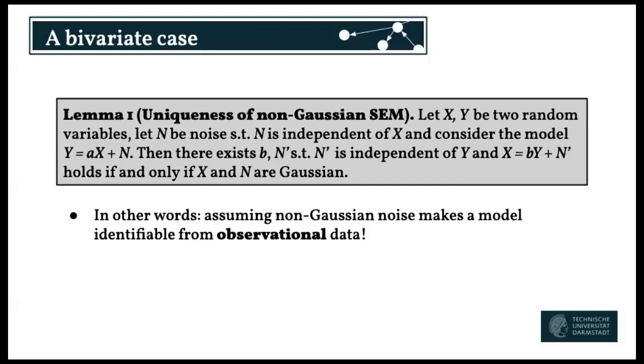then if we consider two models, like one forward model, which reads y equals ax plus n, and a kind of backward model, which reads x equals by plus n prime, which is just a noise term. And if the noise is non-Gaussian, then you can show that based on observational data, you can indeed identify the correct model. So whether it's x caused by y or y caused by x.